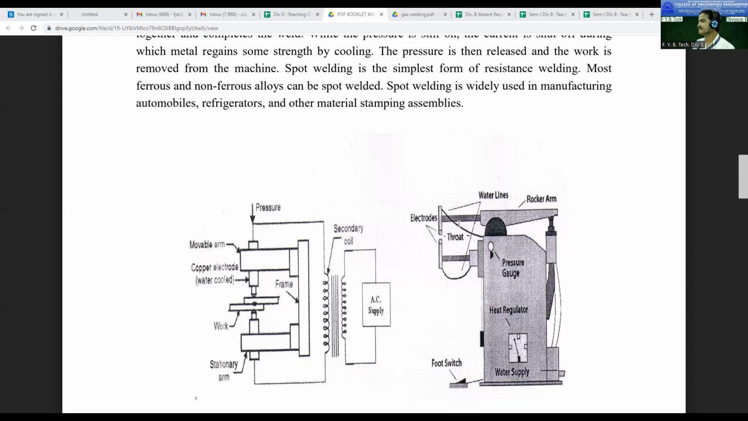Disadvantages. Definitely setup cost will be more if you compare with arc welding. Setup cost जास्त असतं ना, बरोबर ना? आणि ते बघा ना, सेटअप मध्ये खूप सारे पार्ट्स आहेत, ट्रान्सफॉर्मर आहे. So comparatively the setup cost is more. You can say this is a disadvantage.